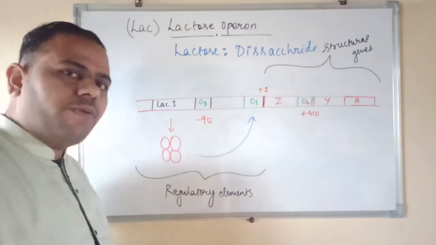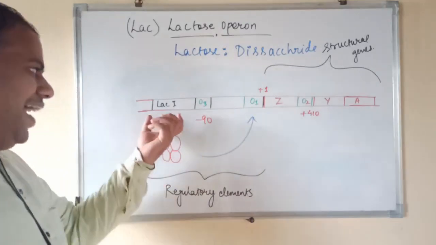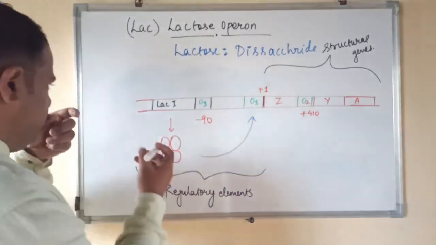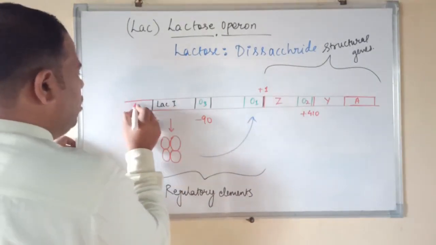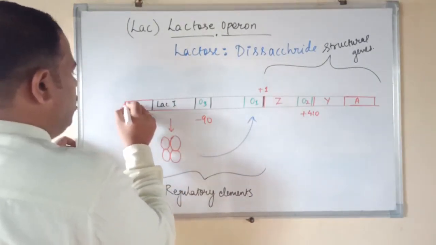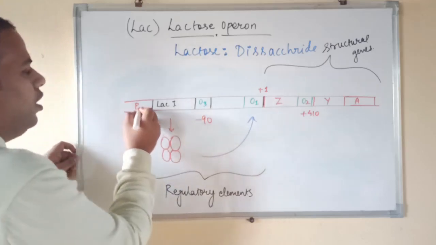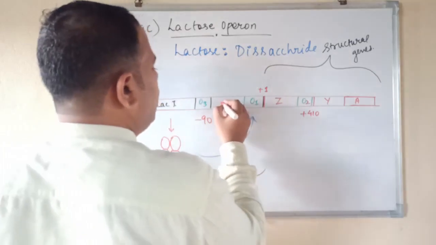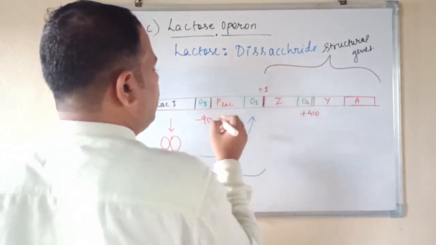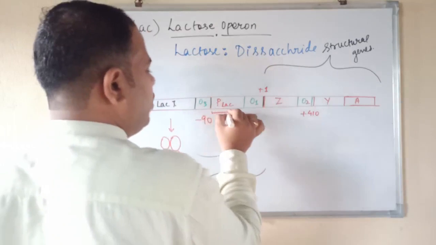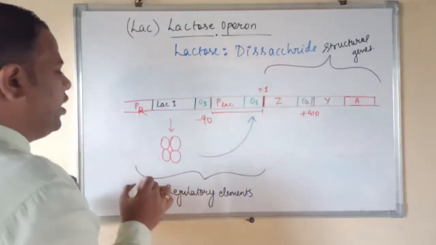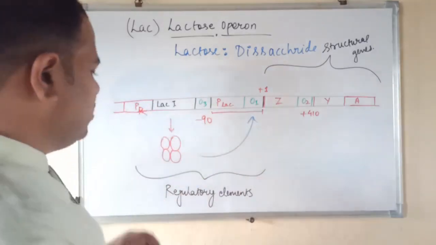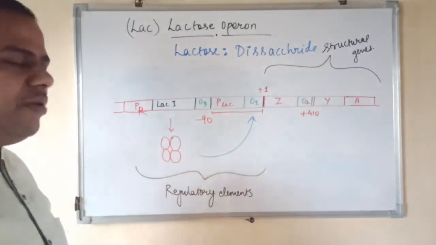So if lactose is not present in the medium, this Lac I, and here I forgot to mention, there is a promoter for this repressor. This is the promoter for the Lac repressor, and this is the promoter for the Lac Operon. The promoter starts from here and ends here. And this is the promoter for the repressor gene. So the gene is transcribed and the repressor is formed here.